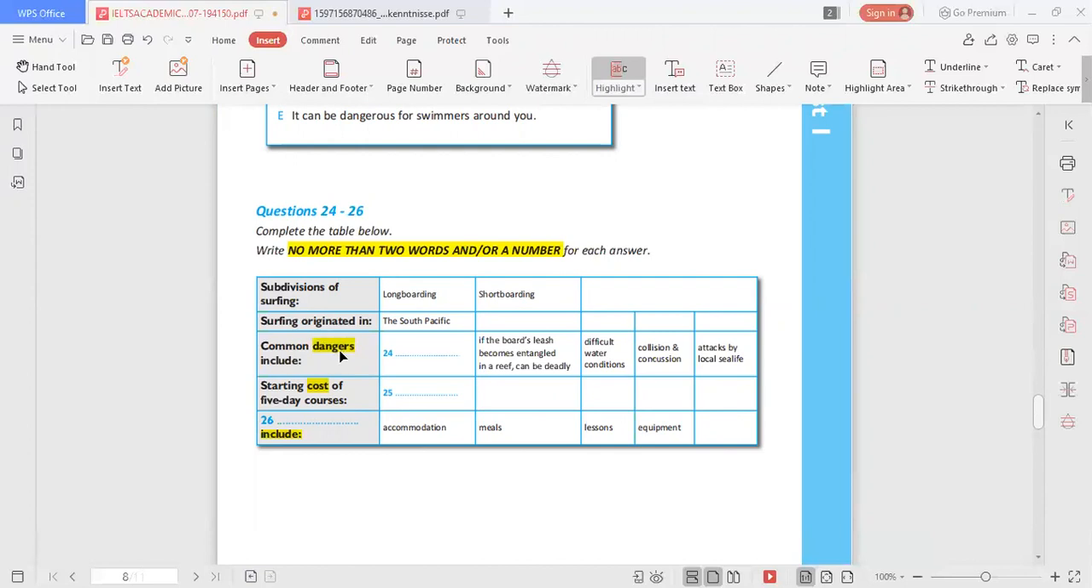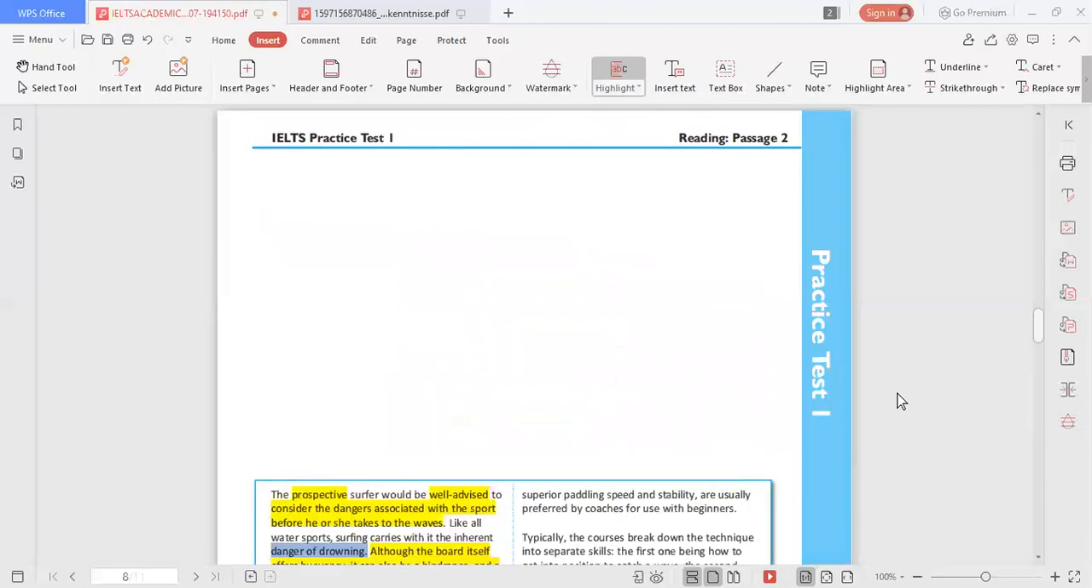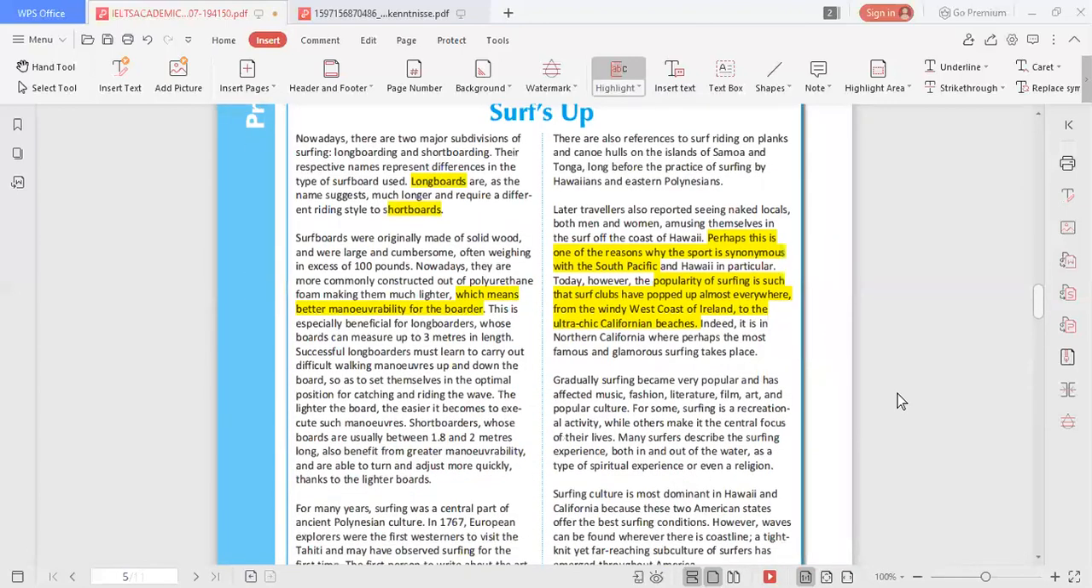There's actually the word "dangers" exactly in the text, and that was the synonym for the word "hazard" in questions 22 to 23. So when you get there, you see dangers, and it's under longboarding, so you try to locate longboarding, and then figure out what the answer could be. If you do a good job, the answer is actually drowning. So when we go to the text, we can do the first one together and then you look at the rest.